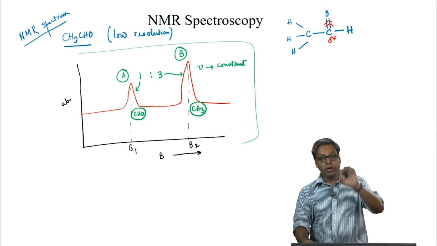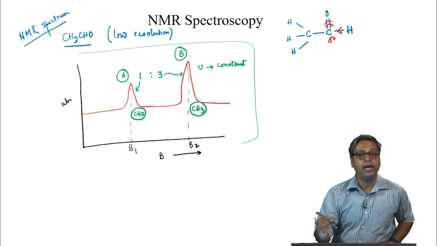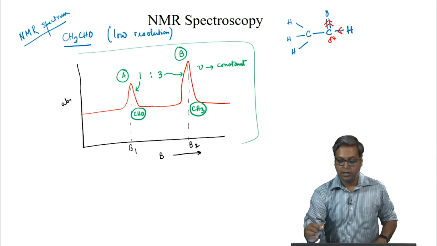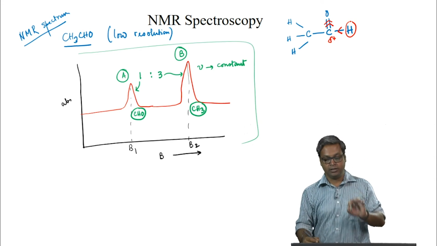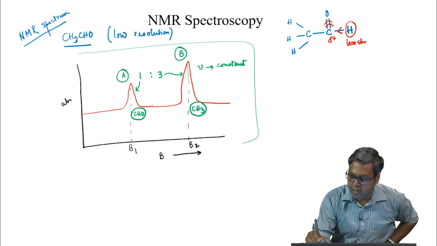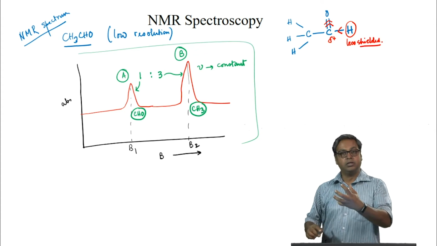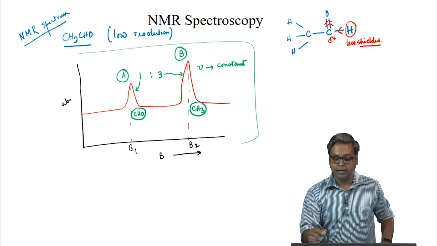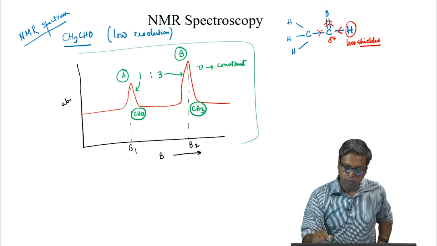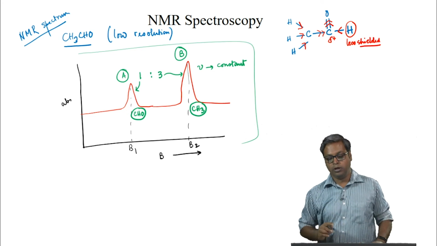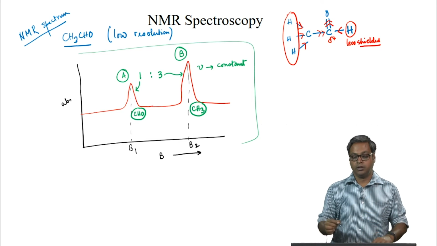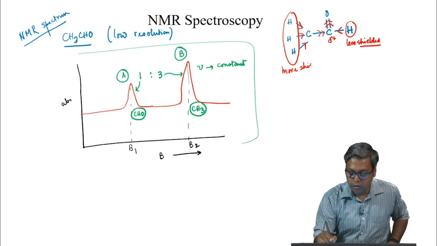So, this in turn will pull the electrons of the CH bond towards this carbon and making the hydrogen in this CHO less shielded. So, this hydrogen will be less shielded because the electrons are being pulled towards the delta plus carbon. But the other three protons will be more shielded than this CH3 proton. So, even if there is some electron pull going on between all these different atoms, the three hydrogens we are talking about, the methyl hydrogens, are more shielded.